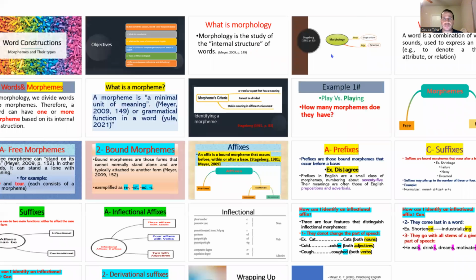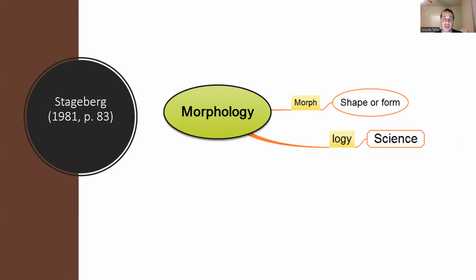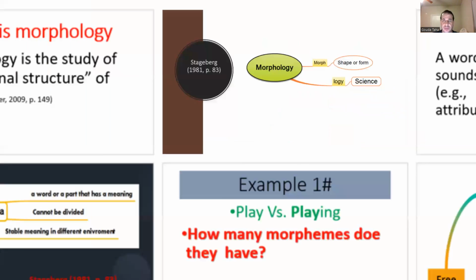In this case, if we'd like to analyze the word morphology itself, we'll find out it consists of two main parts. The first one is morph, the second one is ology. Morph is a Latin word that means form or shape, while the suffix, the other part, ology, occurs in many English words like psychology, sociology, dermatology, phonology, and it means the science of and the study of something.